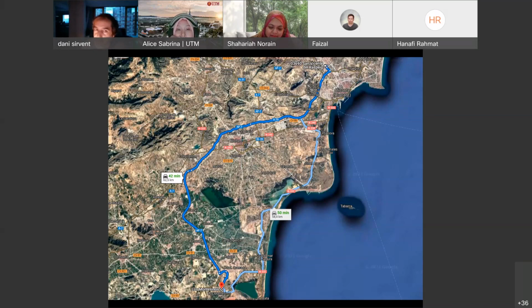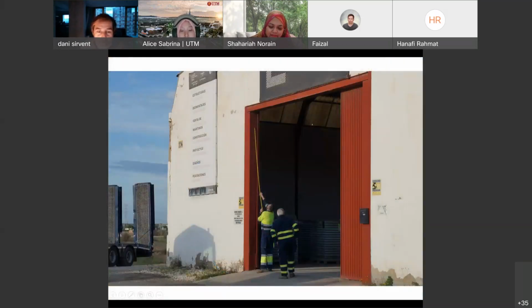So I could go to the university and the factory on the same day. I could control the house. And the final place is down in the map, called Los Montesinos. It's 62 kilometers. That was the final place of the house. And well, about the transport, the most important is the door of the factory.